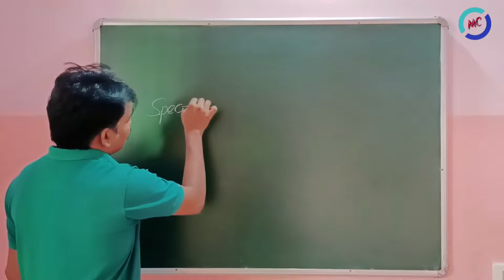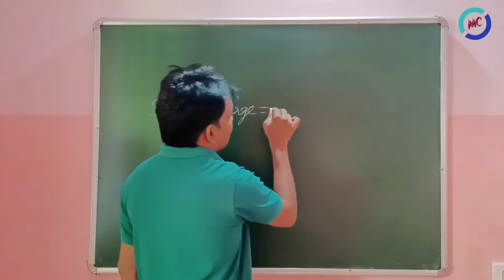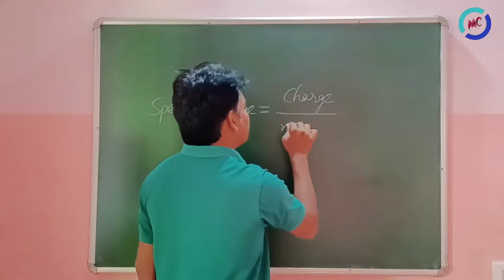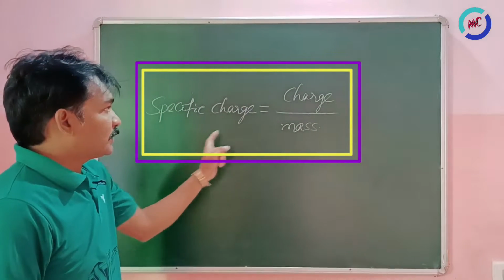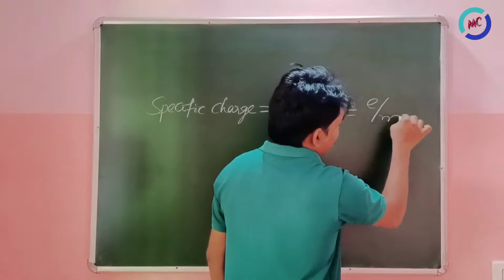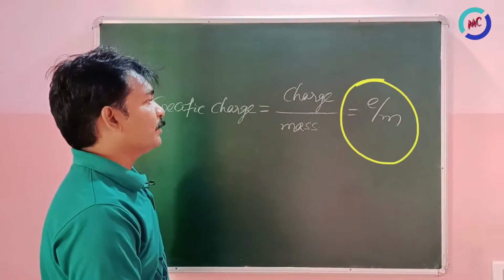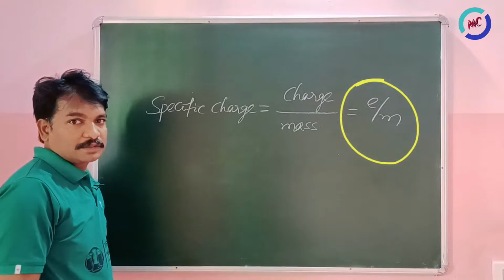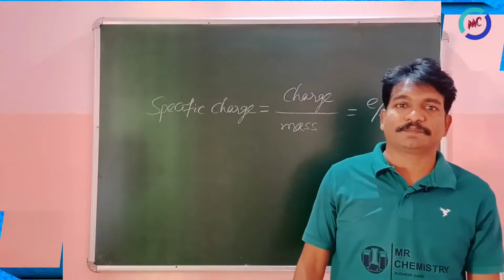Specific charge is equal to charge to mass ratio. See here, specific charge is charge to mass ratio. It is also written as E by M ratio. Here E in the sense charge and M is mass. E by M ratio or charge to mass ratio is nothing but specific charge. Okay. Based on specific charge, we will work out a few numericals here.